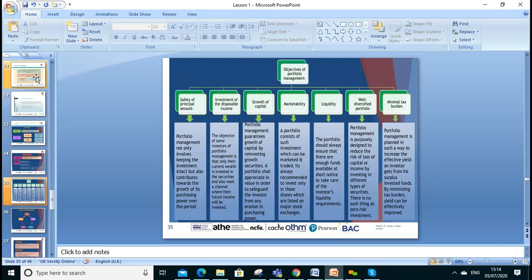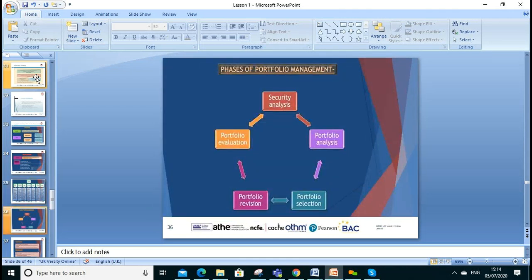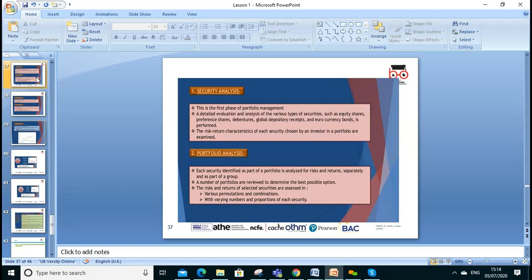So we can look at the objectives of portfolio management: safety of the principal amount, investment of the disposable amount, growth of the capital, marketable liquidity, a well diversified portfolio, and minimizing the tax burden. All this we need to consider in terms of management. The phases of portfolio management are security analysis, portfolio analysis, portfolio selection, and portfolio revision, and we can manage these.